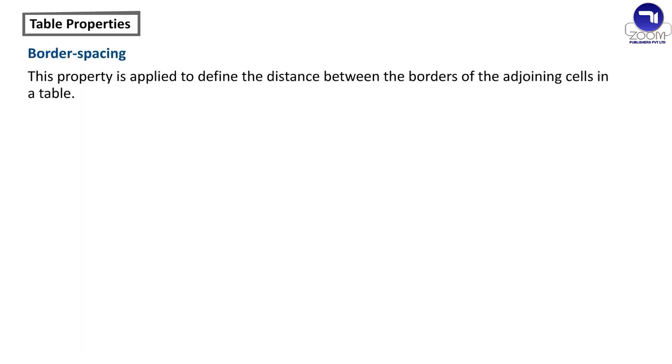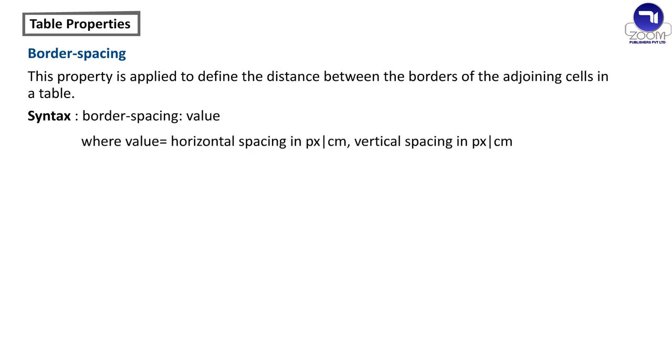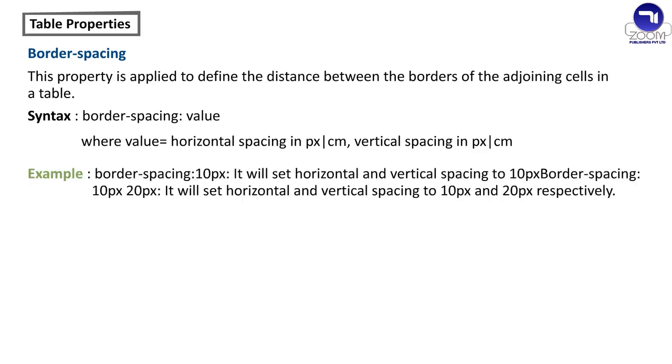Border spacing. This property is applied to define the distance between the borders of the adjoining cells in a table. Syntax: border-spacing: value, where value is equal to horizontal spacing in pixel or centimeter, vertical spacing in pixel or centimeter. Example: border-spacing: 10px. It will set horizontal and vertical spacing to 10 pixels. Border-spacing: 10px 20px. It will set horizontal and vertical spacing to 10 pixels and 20 pixels respectively.